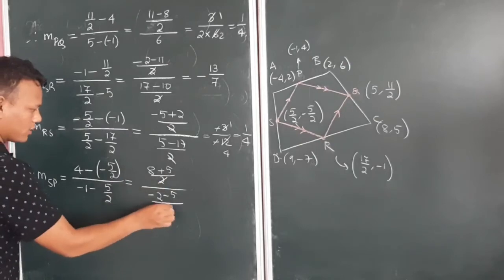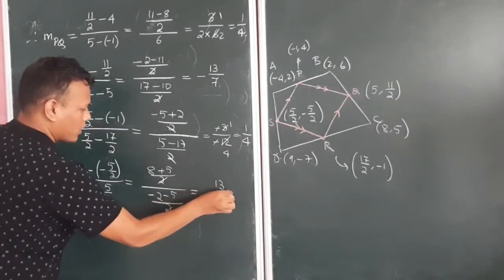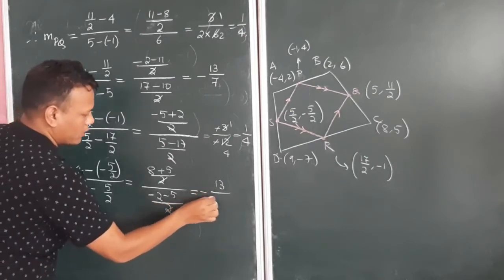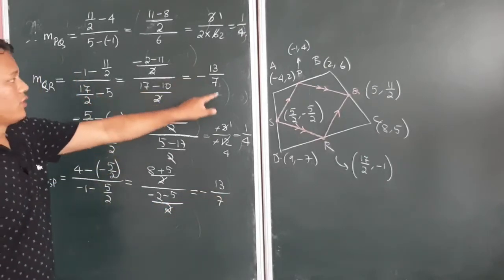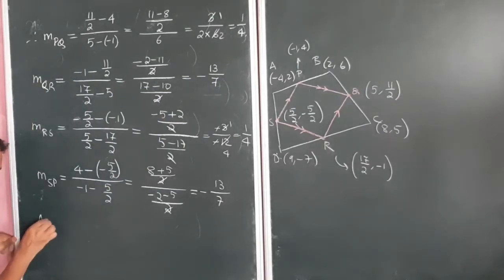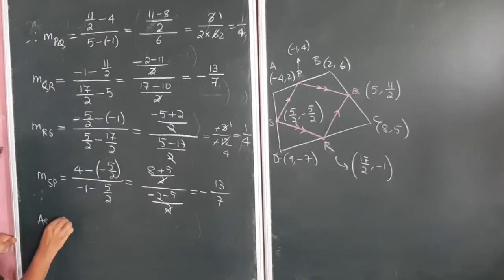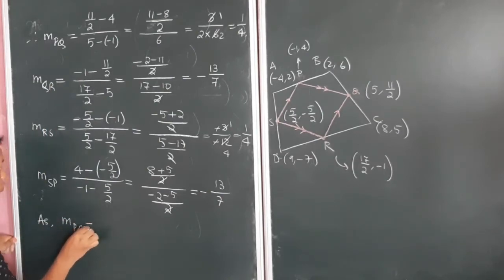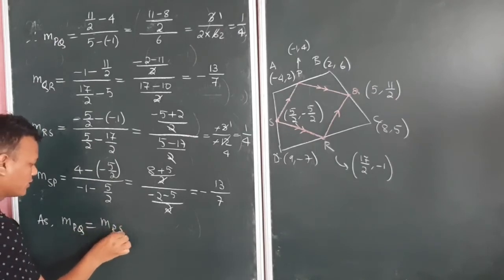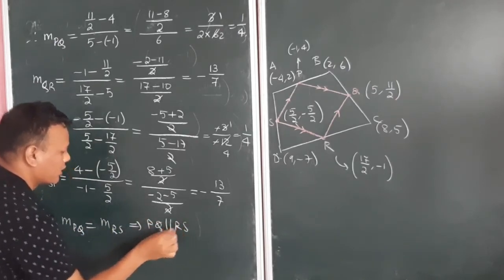Okay, so this and this get cancelled, so 8 plus 5 is 13 and this is minus 7, so minus 13 by 7, as we can clearly see from here. Okay, so as M of PQ is equal to M of RS, this means PQ is parallel to RS.